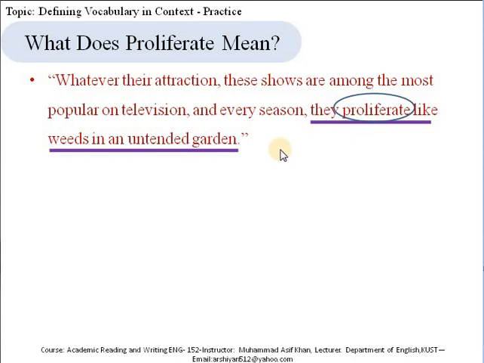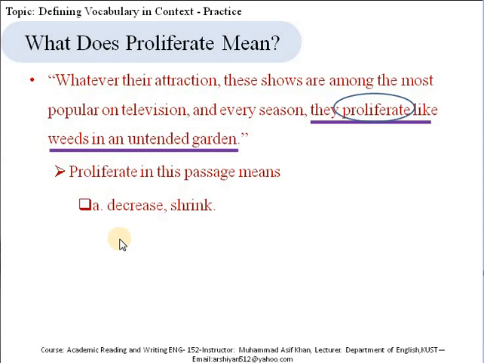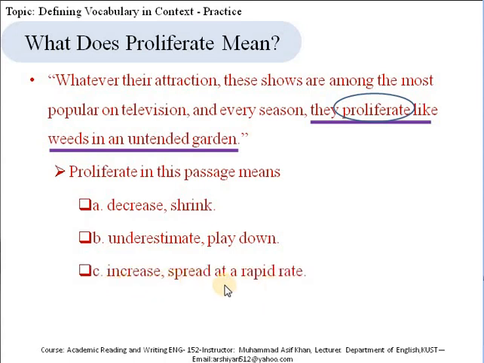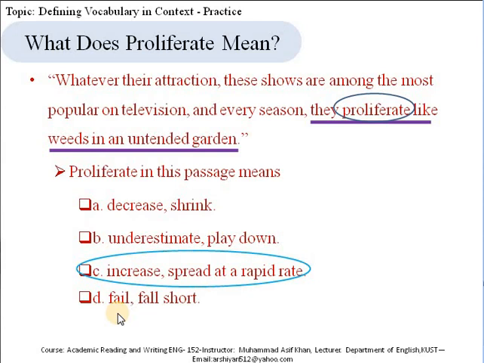Based on the words and phrases surrounding it, an active reader should have no problem finding the meaning of the word proliferate. Proliferate in this passage means, I'm giving you 4 options: decrease, shrink. The second is underestimate, play down. The third option is increase, spread at a rapid rate. And the fourth option is fail, fall short. The correct answer, of course, is C, increase, spread at a rapid rate.